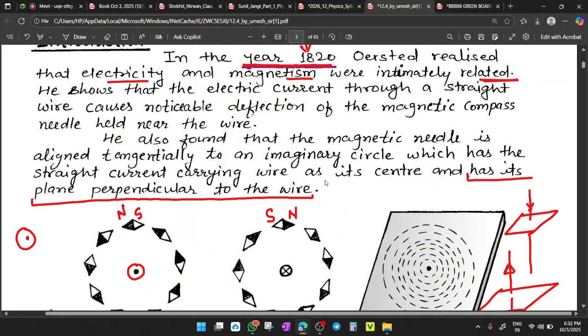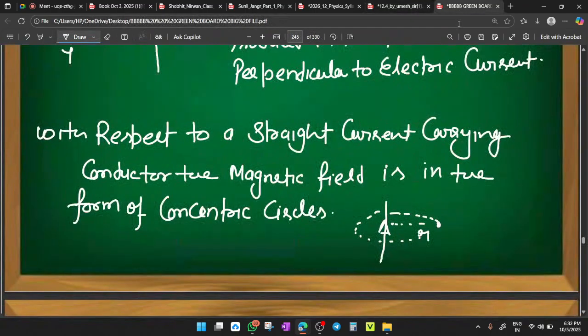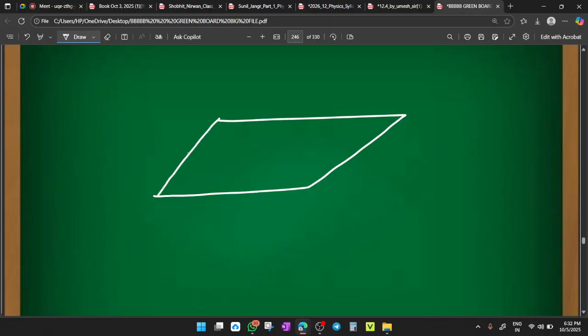So once again, see the second paragraph. He also found that the magnetic needle is aligned tangentially. Yes, you can draw the magnetic lines of forces by taking a magnetic needle. Like in schools, you can perform this experiment like this. You take a current carrying conductor here, and take a magnetic needle here. So when you place a magnetic needle here, as in the class 10th experiment, there is a tangential.